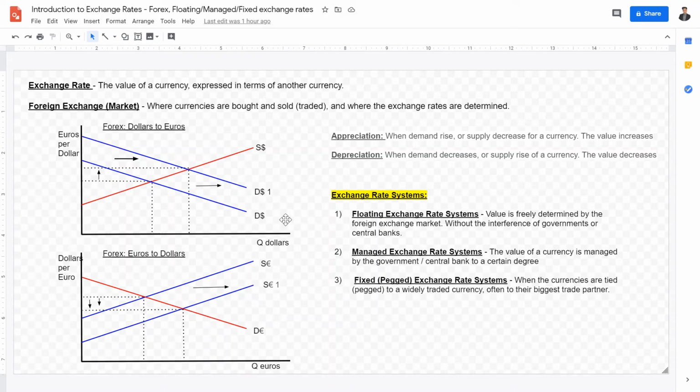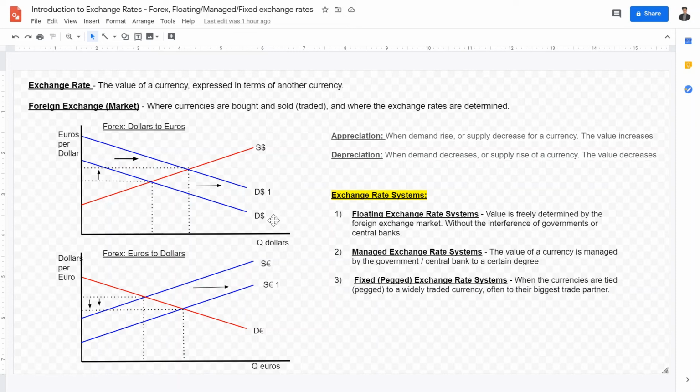Now, what happens when the US dollar appreciates in relation to the euro? The euro depreciates. Let's look at the same graph, but illustrated in euros. The supply of euros has increased when it is changed into US dollars, so it has shifted from the supply of euros to supply of euros 1. That's where the dollars per euro decreases, leading to depreciation. Right here, the euros per dollar increases, leading to appreciation, and right here, the dollars per euro decreases, leading to depreciation. This is what happens in a floating exchange rate system.